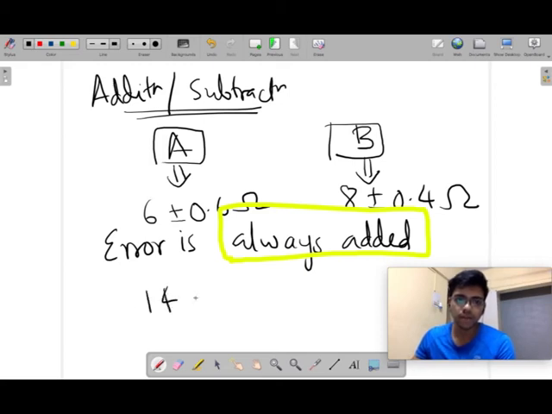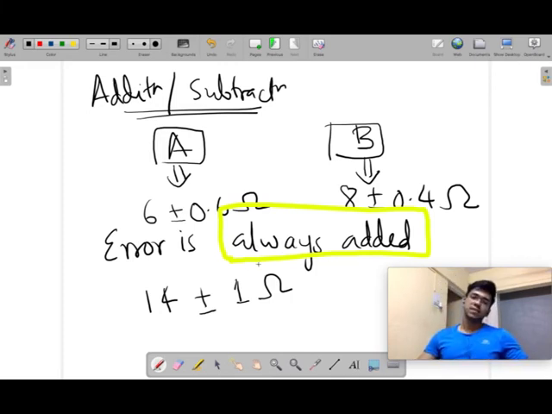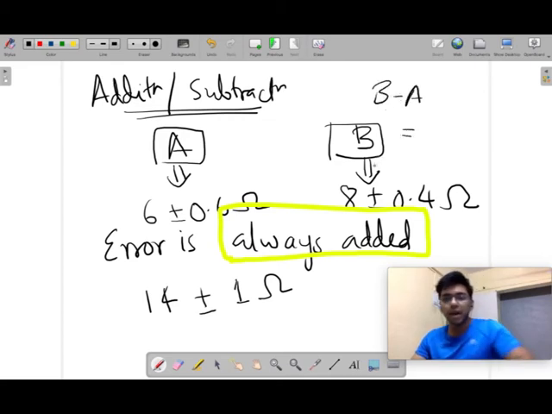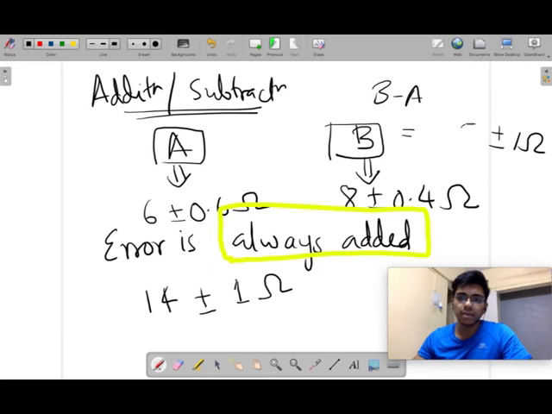So 8 plus 6, 14, plus or minus, you're going to add both of them. So that's going to be 0.6 plus 0.4, that's 1. That is how you do the error operations when it comes to addition. Even if it had been A minus B, or some other quantity, you would still be adding. If it was B minus A, with quantity B having an error of 0.4 and quantity A having an error of 0.6, the error will always be added. It will be 1 ohm, and it will be 2 plus or minus 1 ohm. That is how you carry out addition and subtraction.